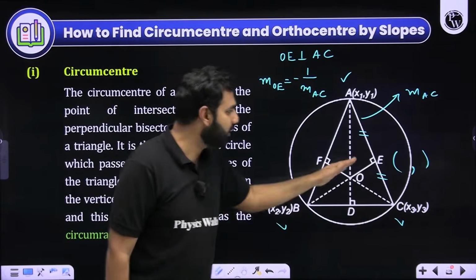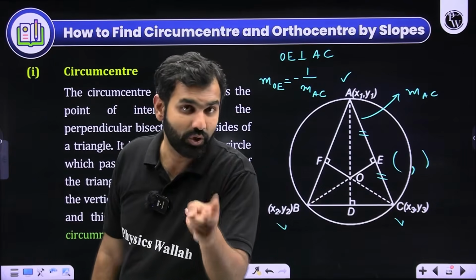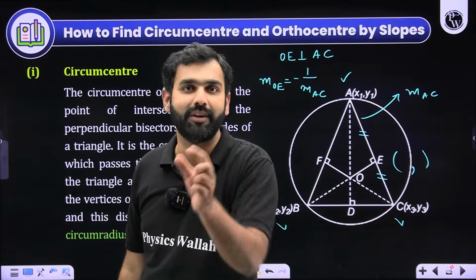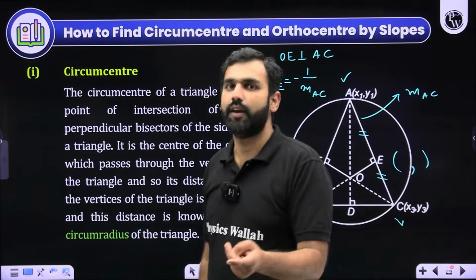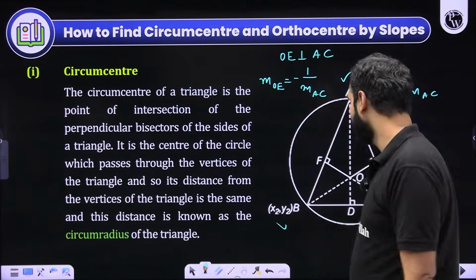So I have the equation of OE. I have the equation of OF. By finding the point of intersection of these two lines, will I not have the circumcenter? This is the third method of finding the circumcenter, through the slope formula. Did you get that? Let's move ahead.